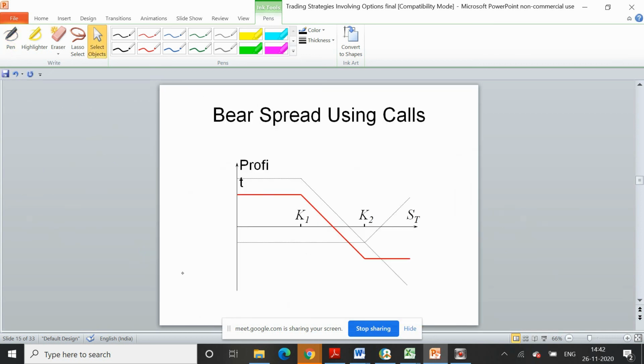This is the kind of payoff a bear spread strategy gives you. You can create a bear spread and maximize your profit if the market goes down. Your profit will lie in between if the prices hover between K1 and K2, but you will incur losses if the market goes beyond the K2 price.